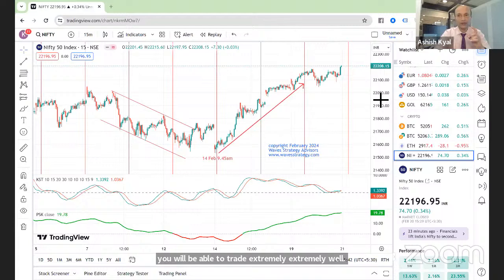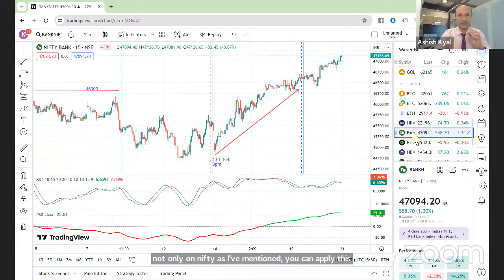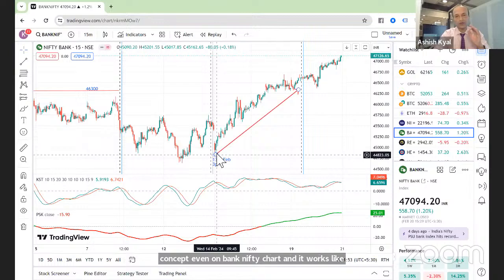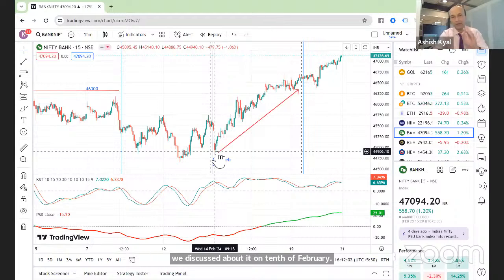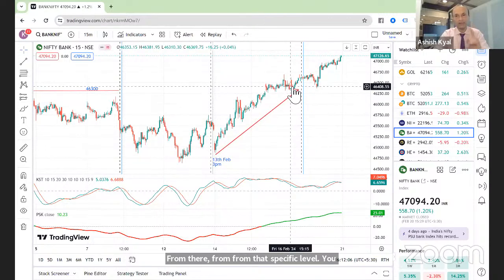You can apply this concept not only on Nifty, as I'm mentioning, you can apply this concept even on Bank Nifty chart, and it works like magic. बैंक निफ्टी में 13th of Feb 3 PM को एक साइकिल था. We discussed about it on 10th of February. From there, from that specific level, you can clearly see a classic up move.